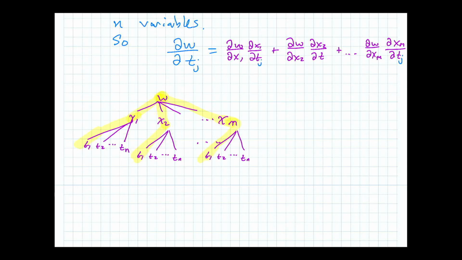Rewrite those j's there so they look more like j's. Okay. So that's what's going on there.